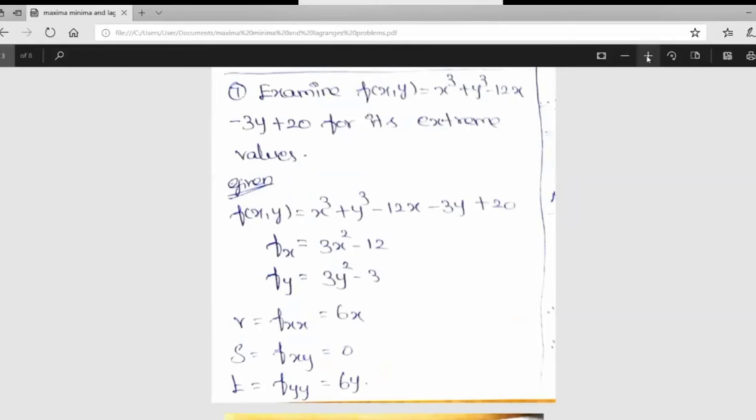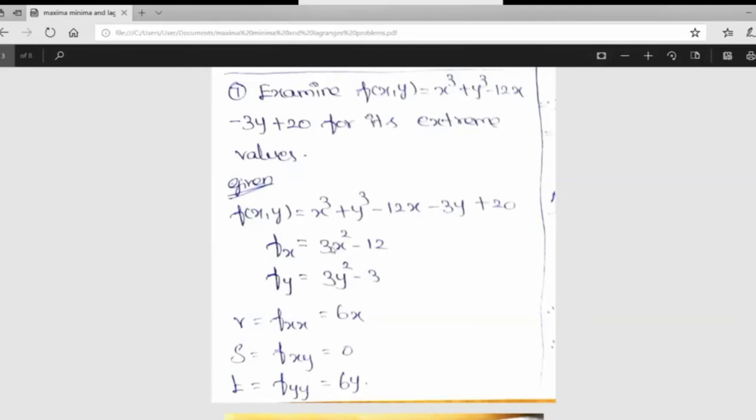We can start our solution by writing the function f of x comma y is x cube plus y cube minus 12x minus 3y plus 20. Differentiate this function partially with respect to x, that is fx. Here two terms have x: x cube and minus 12x. So x cube differentiated gives 3x square, and minus 12x gives minus 12. Similarly, fy, differentiating this function with respect to y, gives 3y square minus 3.